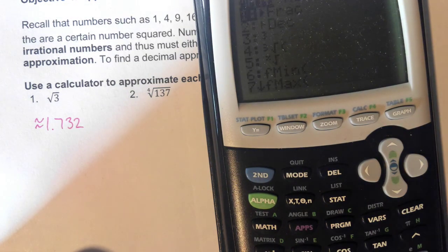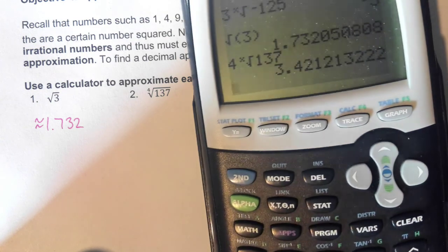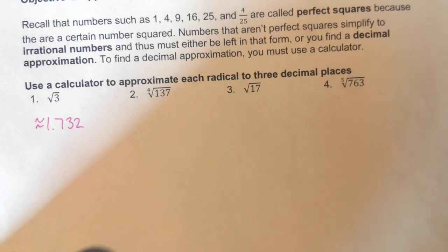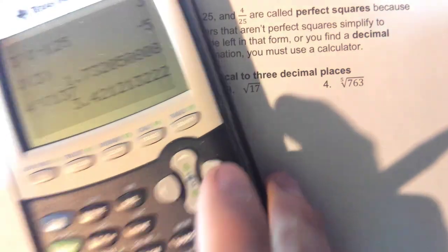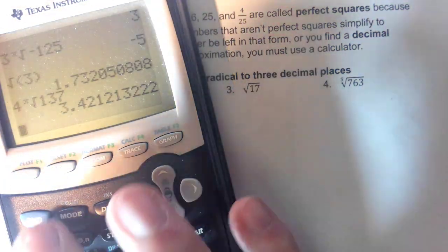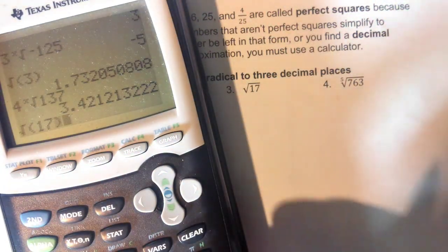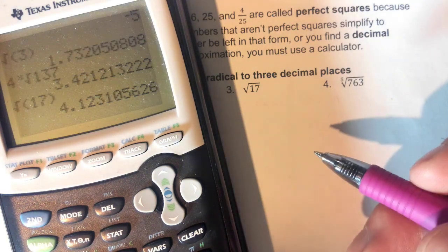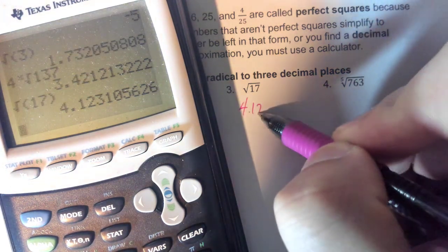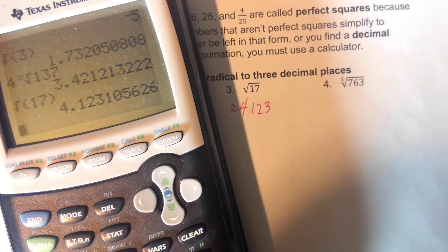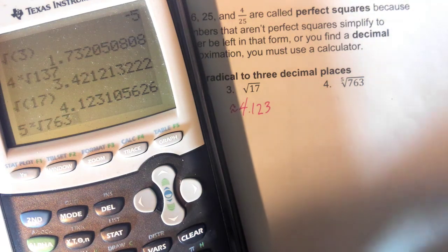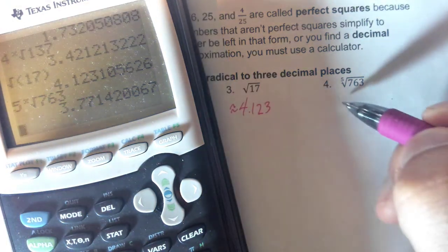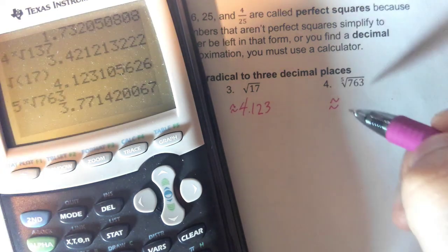So again, 4, hit that root, 137. Rounded to 3 decimal places is 3.421. We're just making sure you can type things in your calculator today. Isn't that great? Square root of 17. Close that parenthesis. 4.123. That's a fun one. And the last one, the fifth root of 763 is 3.771. None of them rounded up.